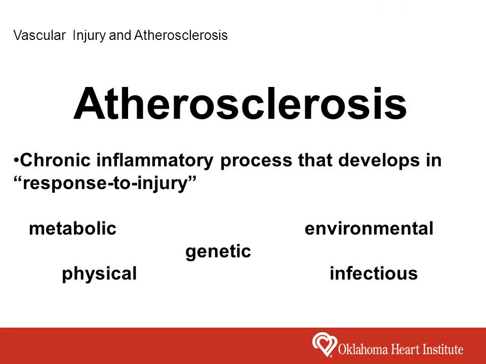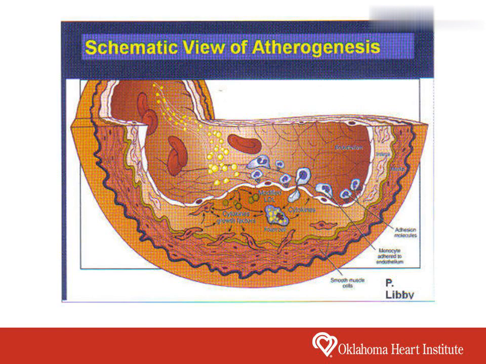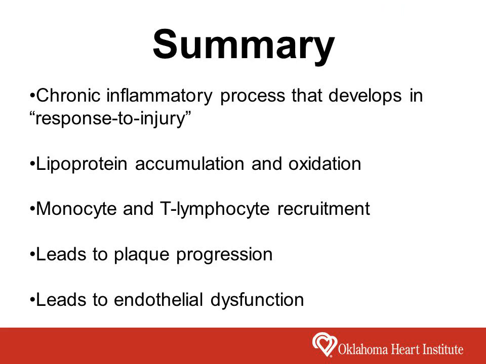Vascular injury and atherosclerosis. A chronic inflammatory process that develops in response to injury. Causes of injury: metabolic, environmental, genetic, physical, infectious. Summary: chronic inflammatory process that develops in response to injury, with lipoprotein accumulation and oxidation, monocyte and T lymphocyte recruitment. This leads to endothelial dysfunction and plaque progression.